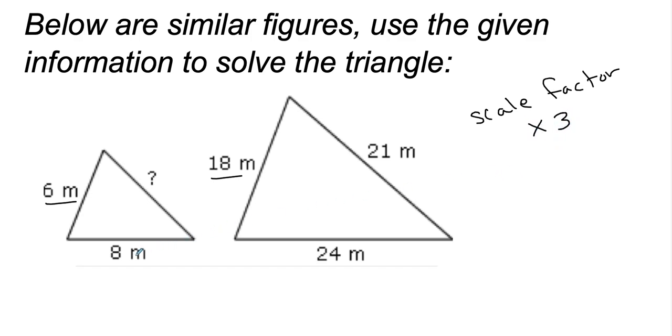Let's see if that works here again. So 8 times 3 is 24. Yeah, that checks out. Okay, so now if we're going little to big, something times 3 is 21. Or we do it backwards, we say 21 divided by 3, and that's going to get us to a 7.